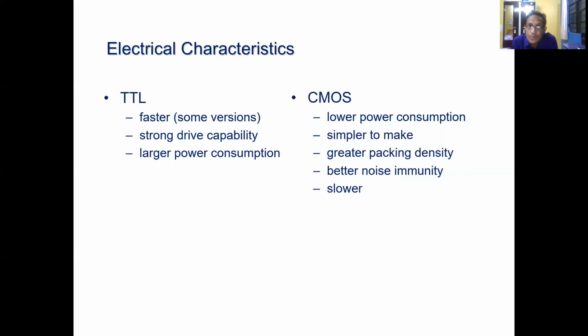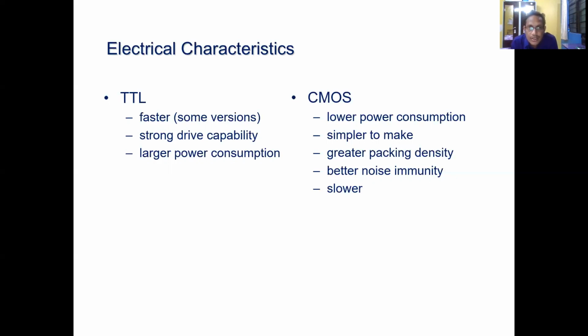7400, while CMOS 4000. So CMOS is slower as compared to TTL. TTL is faster as compared to CMOS. The second important parameter is the power dissipation. Normally, whatever digital circuit we design or construct, two important parameters play a very important role. One is the speed of operation, and the second is the power consumption.